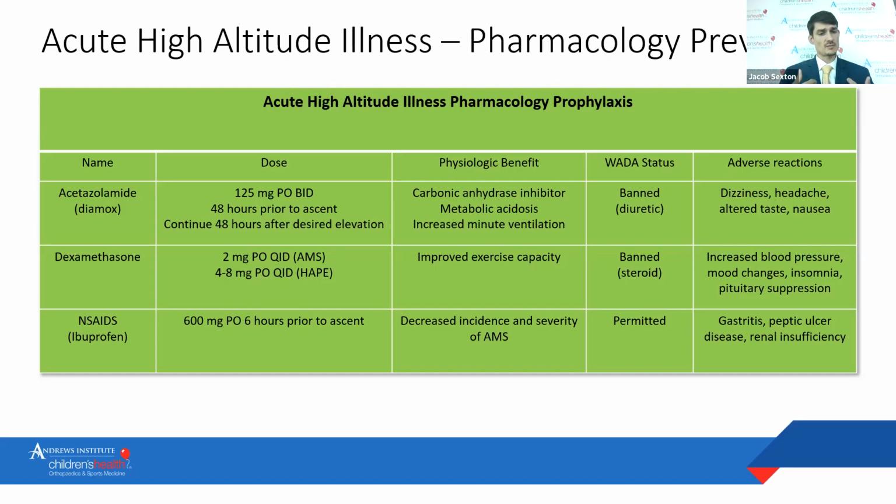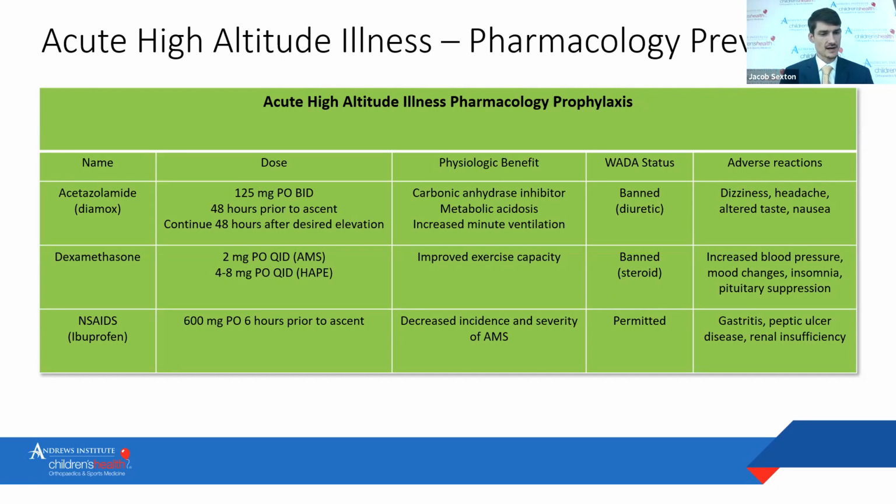Your body's going to compensate by increasing the ventilatory rate. So you basically get the respiratory alkalosis that you would normally get, except we're reducing it by medication, so you don't have to go through that physiological adaptation. Like I talked about earlier, it is banned under the World Anti-Doping Agency because it is a diuretic, so any competitive athlete would not be able to use this as part of prophylaxis.